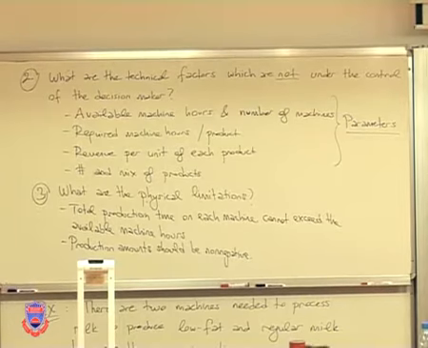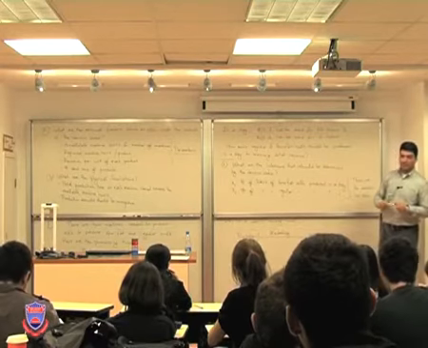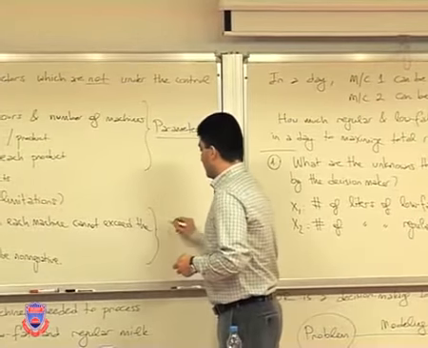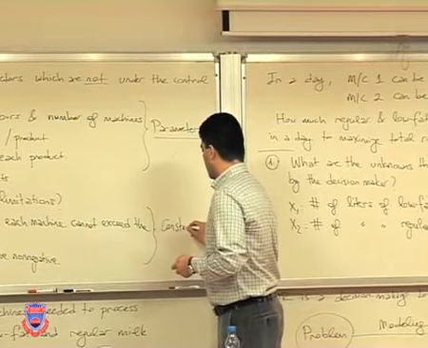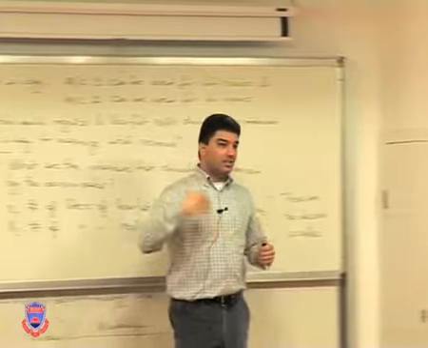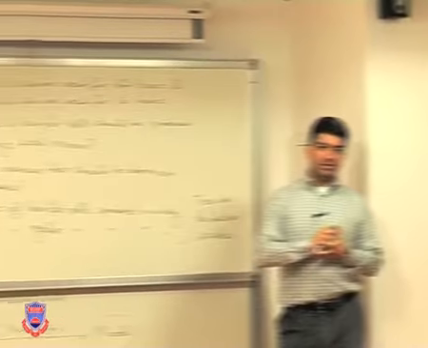So we start with decision variables, then we continue with parameters. What about these physical limitations? Well, they also have a special name, and we call them constraints. These are the constraints we should obey. We have to live with these constraints.